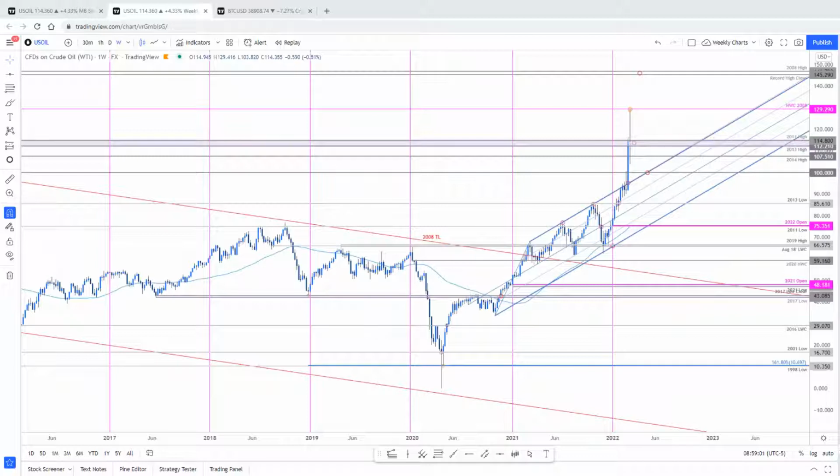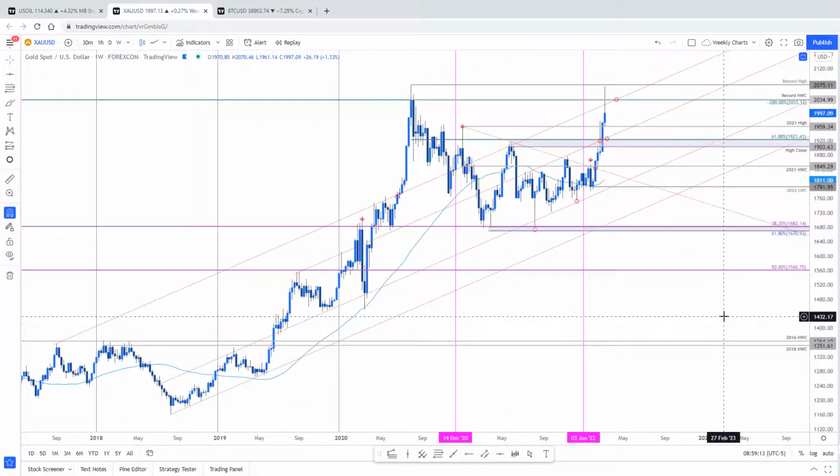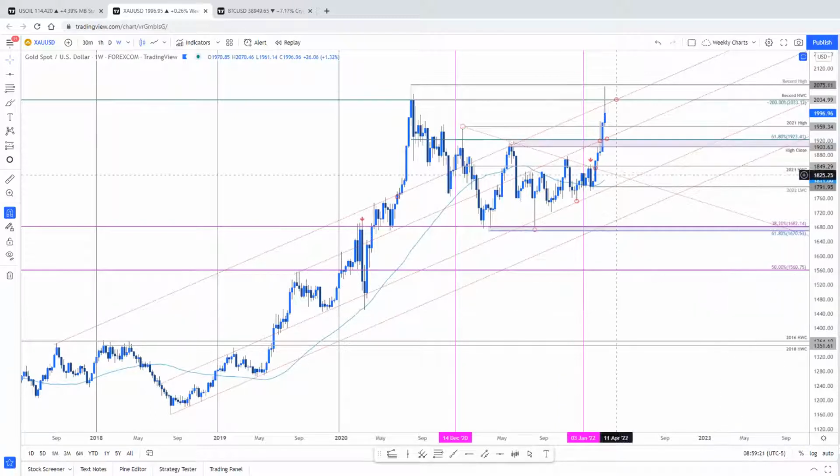Back to the charts. Here's what gold looks like. That's number 7. So gold on the daily charts, we extended into, just missed a kiss of the record high, which is 2075. We hit that back in 2020. The high that we registered this week was 2070. So just shy of that 2075 by $5.